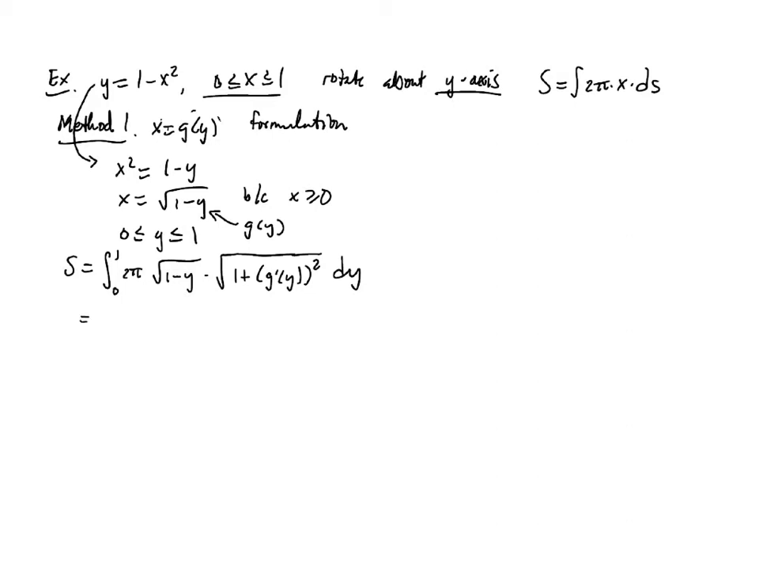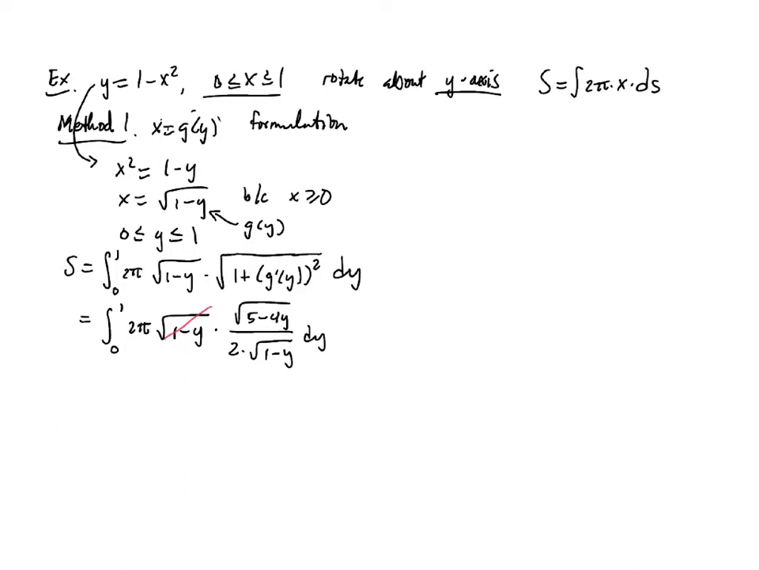What you end up with, once you do the algebra, is the integral from 0 to 1 of 2 pi, square root of 1 minus y, times the square root of 5 minus 4y over 2 times the square root of 1 minus y dy. And I'm skipping the part that makes this method particularly hard. It's the algebra that's a pain in this particular example.